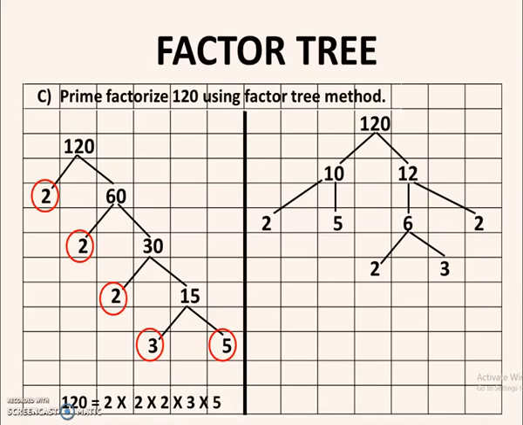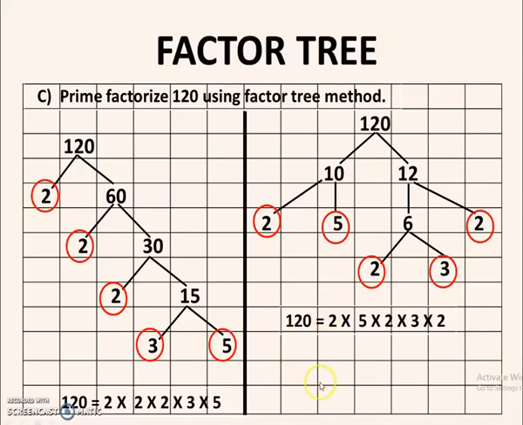2 3s are 6. Now can you see, children, all these numbers which you can see are prime numbers, isn't it? So let us circle them. 2 is a prime number, 5, again 2, then 3, and then 2. So all these are prime factors of 120. Let's write the answer. 120 is equal to 2 into 5 into 2 into 3 into 2.